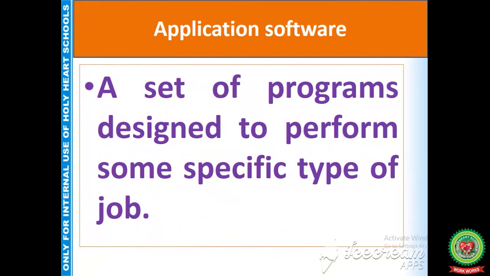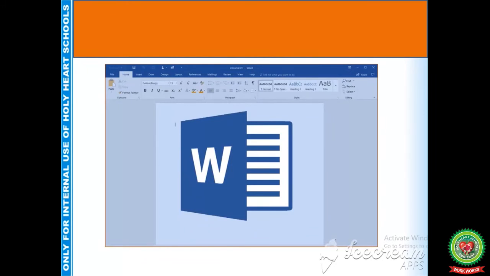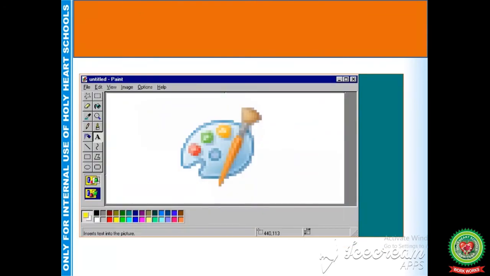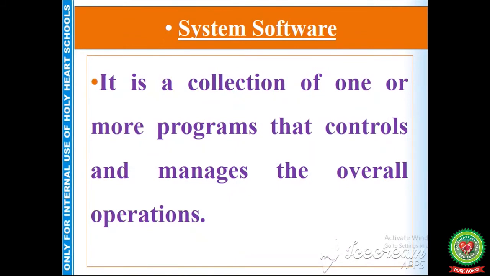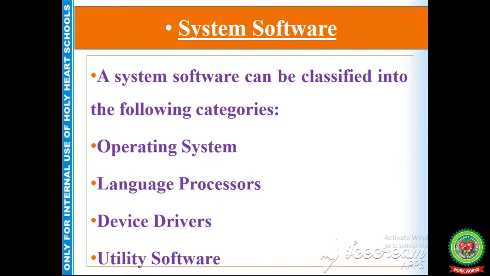Application software is a set of programs designed to perform some specific type of job, like MS Word. This software is used to make a document. MS Paint. This software is used to make a drawing. So these are the application software that are used to do specific tasks. Next is system software. It is a collection of one or more programs that controls and manages the overall operations. System software can be classified into the following categories: operating system, language processors, device drivers, and utility software. So today we will discuss operating system.